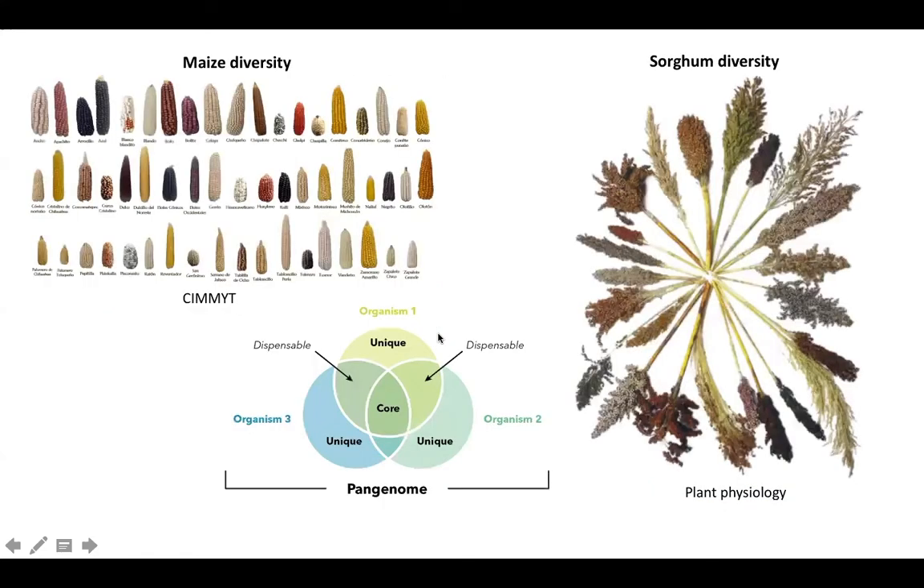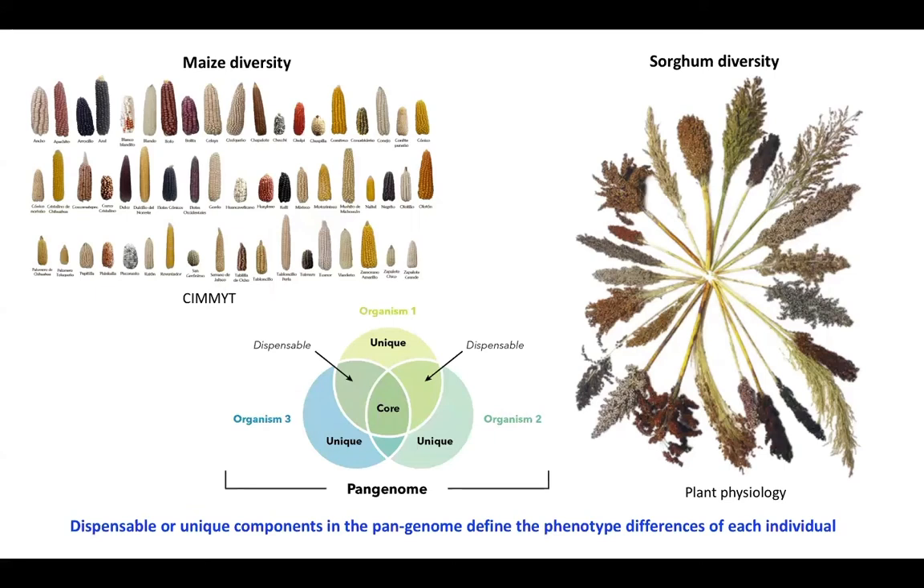One example is maize and sorghum. You can see the maize kernels have different sizes and different shapes. And the sorghum inflorescences also have different phenotypes. So these different phenotypes to a degree are caused by the unique and dispensable genes identified in the pangenome. Therefore, it's very meaningful to find these current dispensable genes for sorghum.